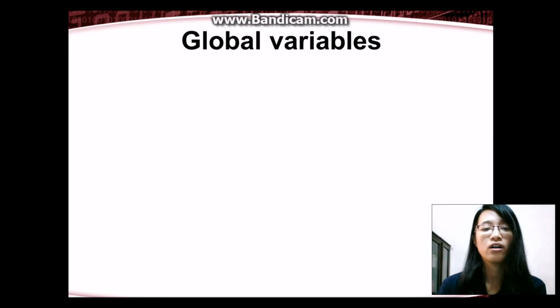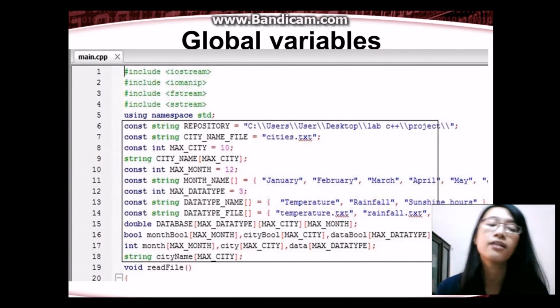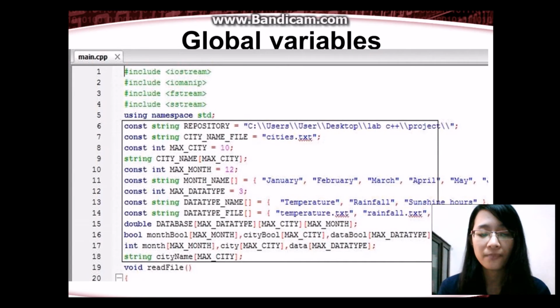I will introduce the global variables in our program. We use global variables for easier access from the functions. As you can see, we use 13 global variables and 8 of which are constants. Notice that the arrays repository, city file name, and data type file are meant to be used together.